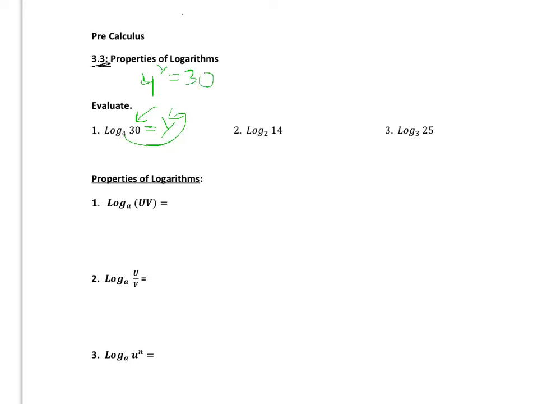Now, if I look at this, 4 squared is 16. And if we did 4 to the third, I'm just going to use whole numbers for the exponents, 4 to the third would give us, I believe, 64. Now, all this is saying is that 30 is right in between 16 and 64. And it's a little bit closer to 16. So what that's telling us is the answer for y is probably going to be closer to 2.